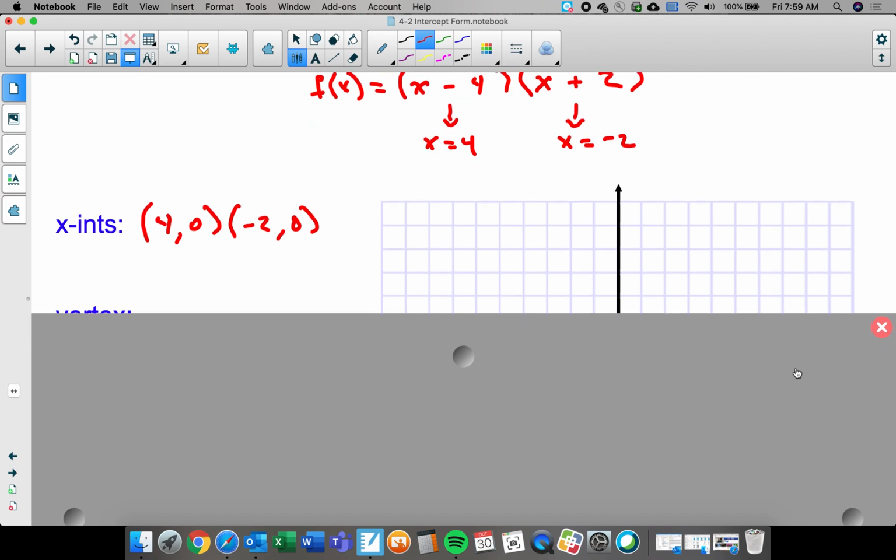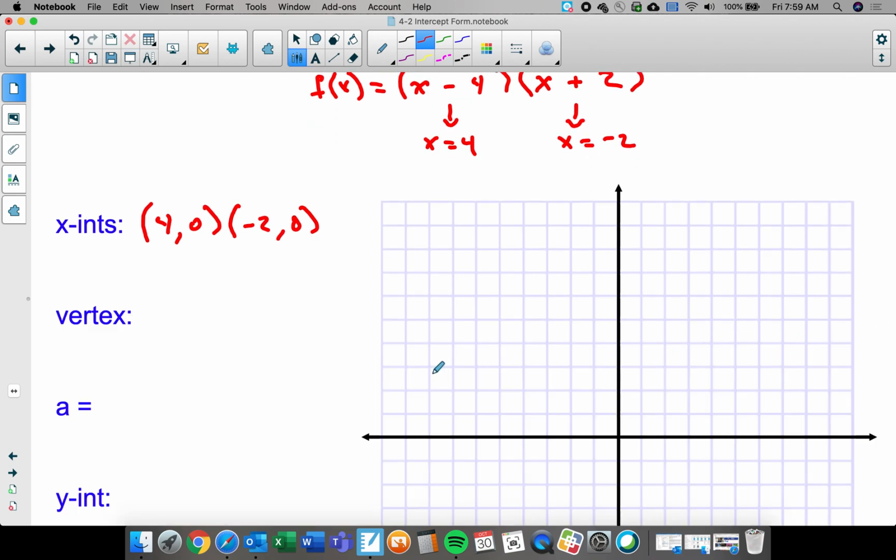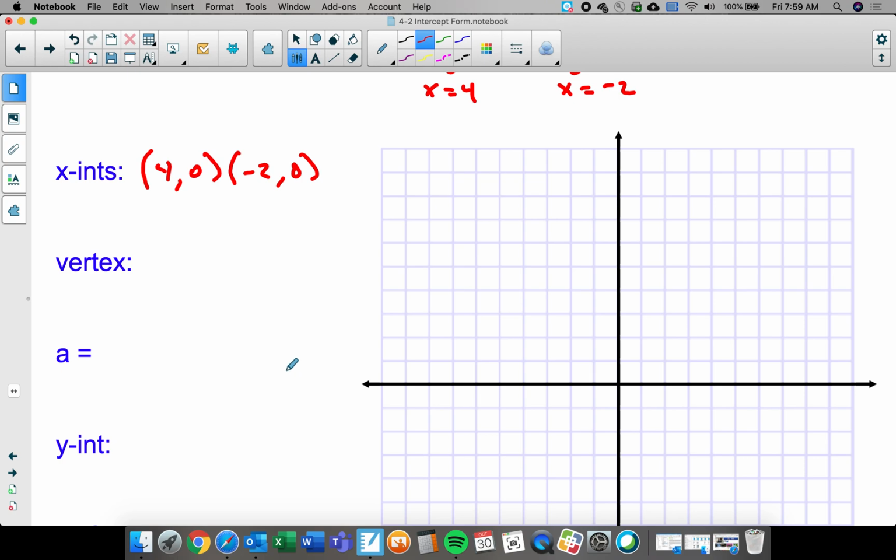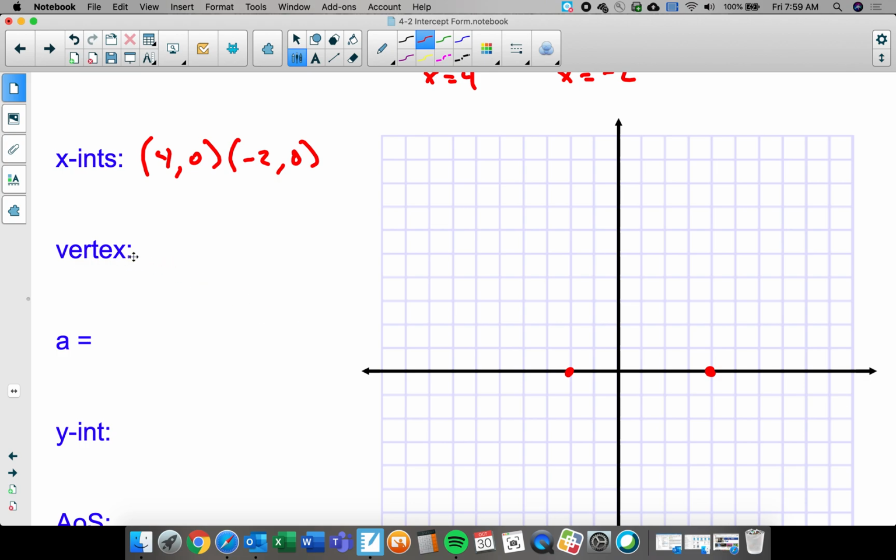Which, if I'm going to go through and plot this now, let me take care of that. So at x equals 4, there's one of them. X equals negative 2, there's the other x-intercept. If you notice, the next thing that I have listed then is the vertex. We got to find the vertex.